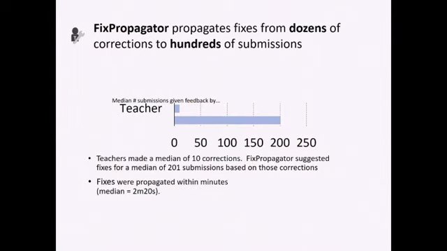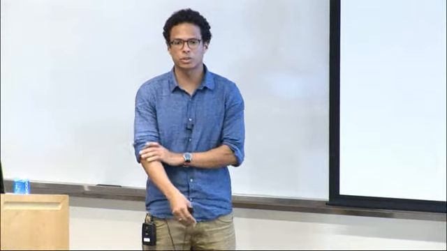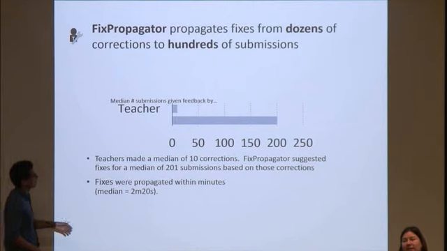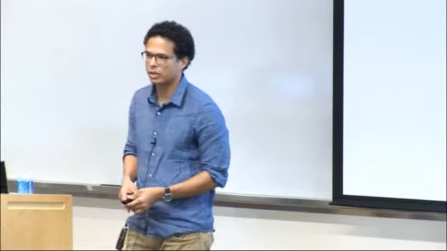We evaluated this tool to see whether, in a short time, like half an hour, teachers could write fixed code and propagate the feedback to other students. In half an hour, they had a median of 10 corrections that were propagated to more than 200 corrections. So we show that with just a few examples of fixes, we can generate feedback for many of the students.